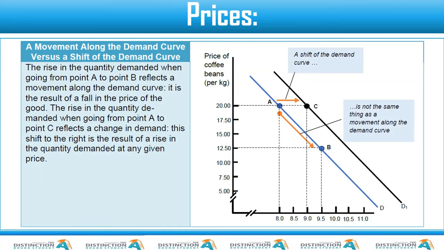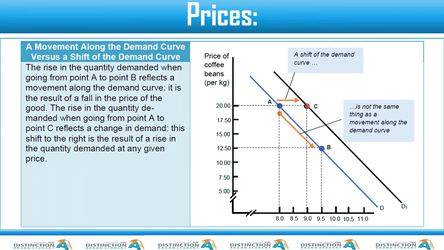All right, then let me now explain movement along the demand curve as opposed to shifting of a demand curve. So from point A to point C, this will represent a shifting of a demand curve, you see here. This here will represent movement along the demand curve.